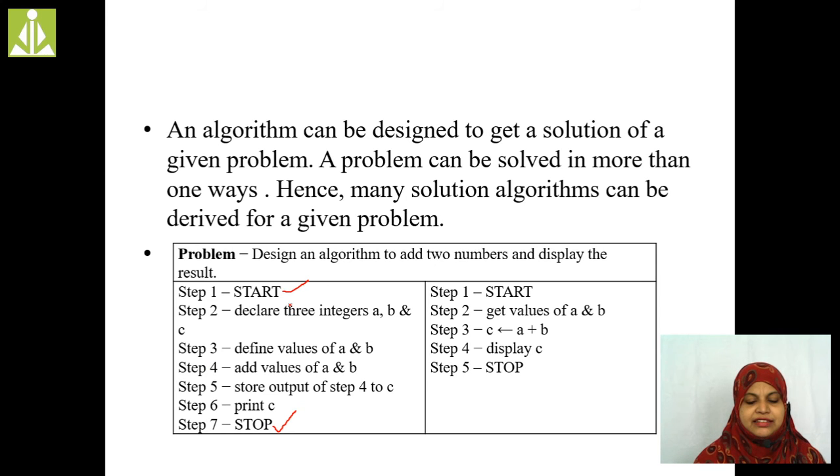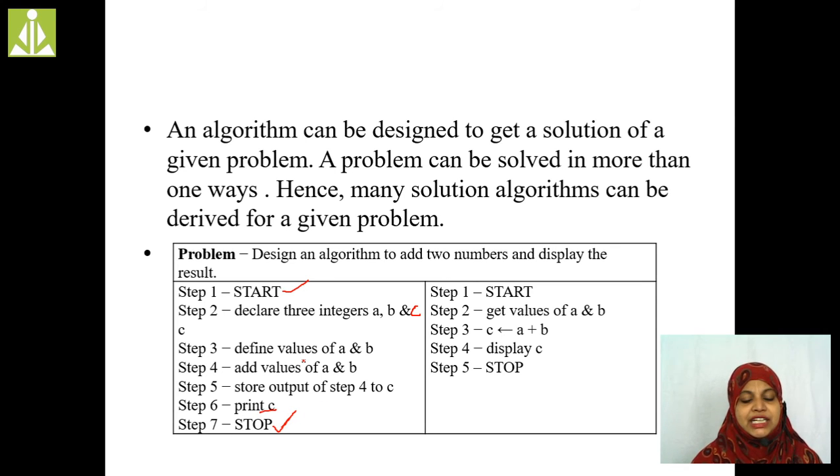First I am going to declare three integers: a, b, c. Next I am going to assign the values, defining values of a and b. Then I am going to perform addition of two numbers, the sum of a and b. Then store the output of step 4 in C. Then I am going to print the value of C. Then I am going to stop the process.